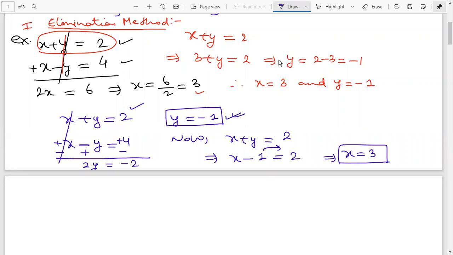And again we'll put it in one of the equations. I prefer plus values. So x plus y equals 2. Here we'll put the y value as minus 1. So x will be equal to 3. So this was one of the methods, that is the elimination method.